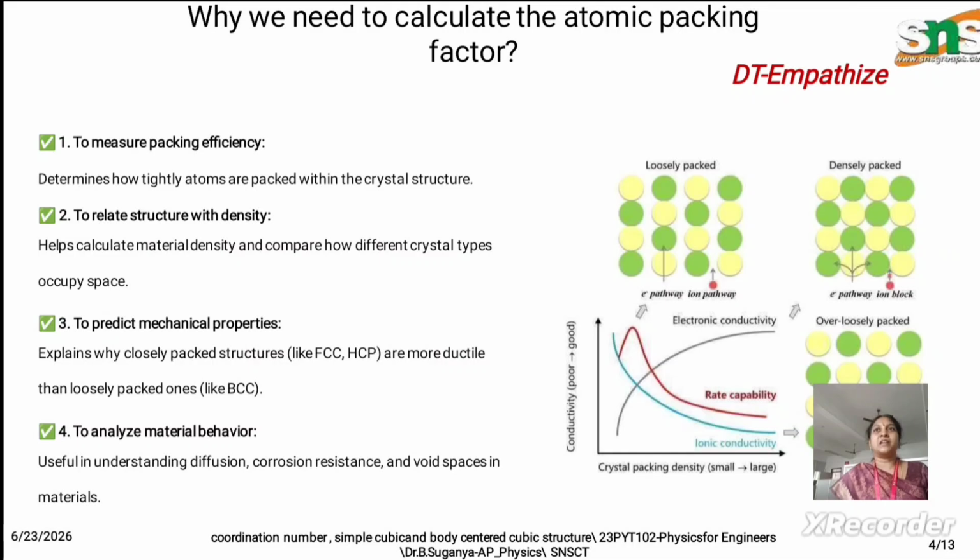It helps to calculate the material density and compare how different crystal types occupy the crystal space or atomic space, and to predict mechanical properties. It explains why closely packed structures are more ductile than loosely packed ones. Here the closely packed structures are FCC and HCP, and loosely packed structures are BCC, that means body center cubic systems. And to analyze the material behavior, it is useful in understanding diffusion, corrosion resistance, and void space in material.